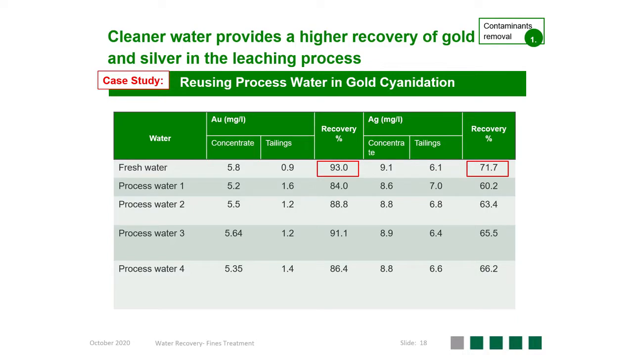So when they did the investigation, the results showed that using fresh water in the plant increased the recovery of gold to 93% from the original 84% using the original process water. The advantages of some form of treatment, process water 2 and process water 3, is also evident, obtaining 88 or 89 and 91% recoveries. Silver recovery also increased to about 72% from 60%.